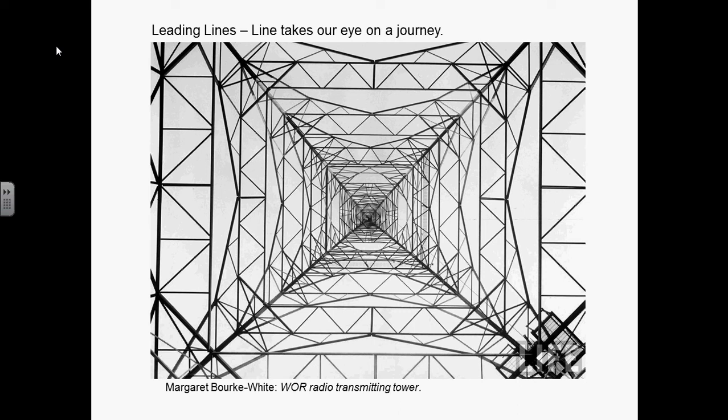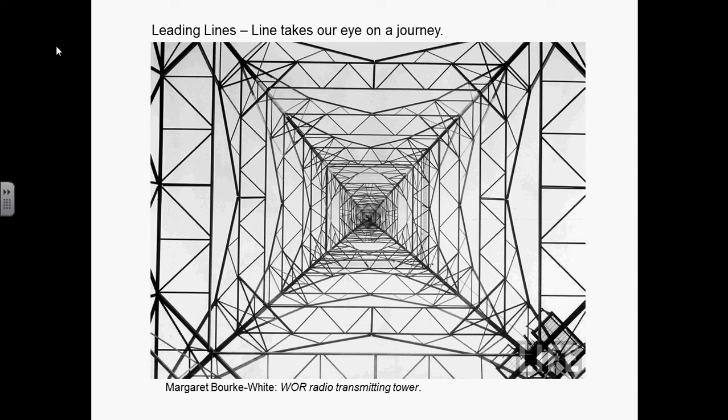This next photo demonstrates leading lines. Lines are meant to take your eye on a journey, to move your eye somewhere within a work of art. At least that's what one would hope. This one uses converging lines, lines that start far apart and get closer together to move your eye to a point. If you look at this photo, it's looking up through the inside of some sort of tower.